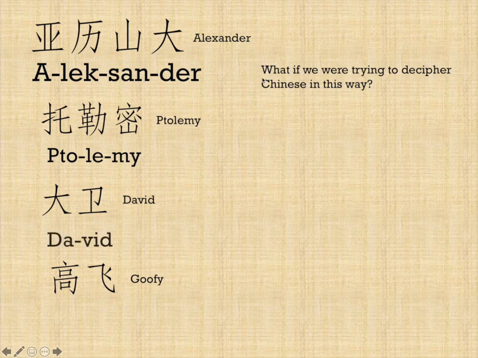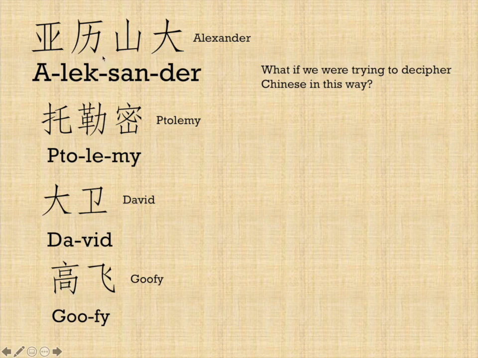David, we might think this is da and vid. Now, this turns out to be the character da, but it's only luck. There's no science to it. It just happened that way. And then Goofy, Gu-fi. This is Gao-fei, Gao-gu, but once again, it's in the ballpark.